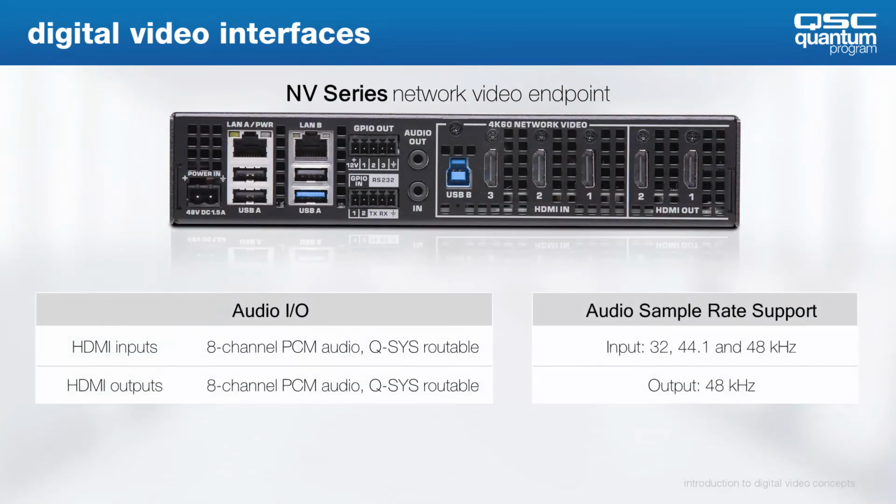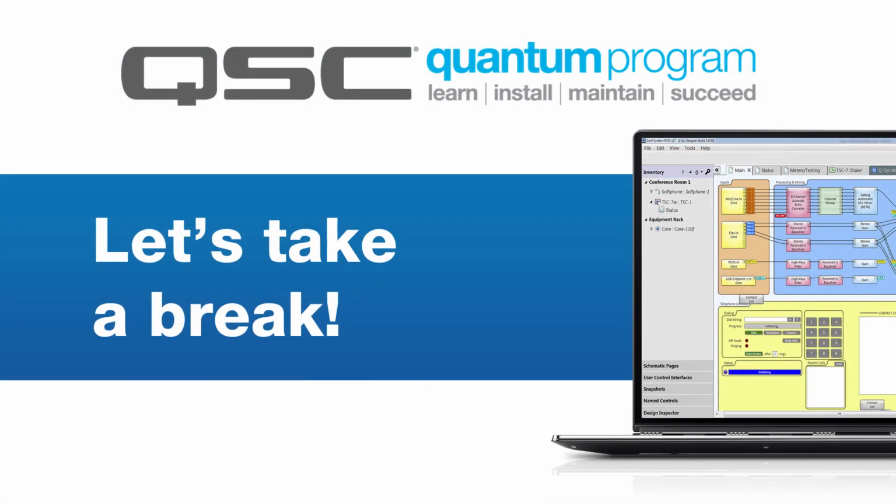For audio, the NV series supports multiple input scaling frame rates and outputs them to 48 kHz. Every HDMI input is capable of receiving and de-embedding 8 channels of LPCM audio, and every HDMI output is capable of sending and embedding audio up to 8 channels of LPCM. And of course, all that audio is fully QSC routable, which means that you can route to external loudspeakers, or if you really want to get tricky, you can use a PA router to send pages directly to the display's onboard loudspeakers. All right, we're in the home stretch.